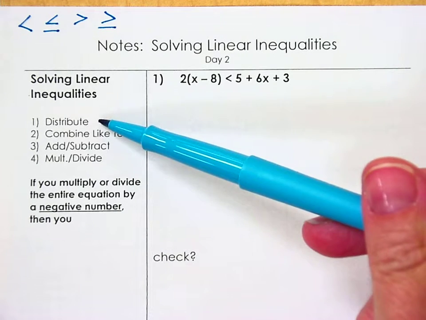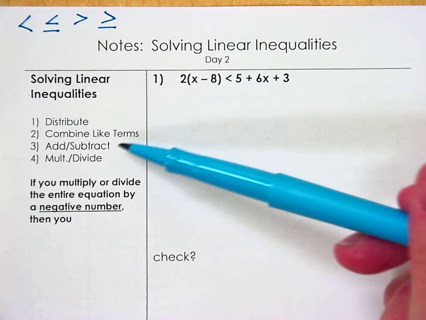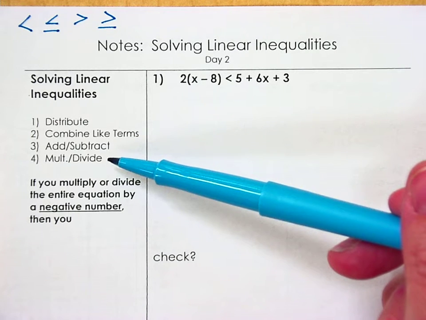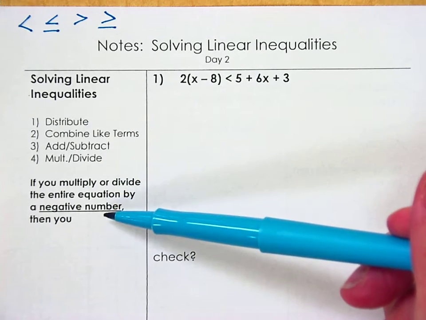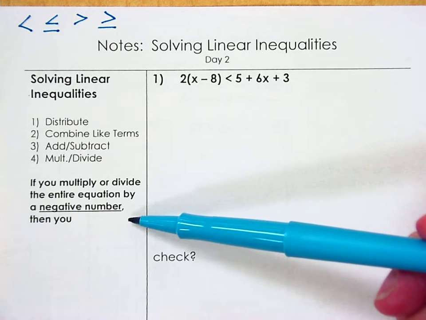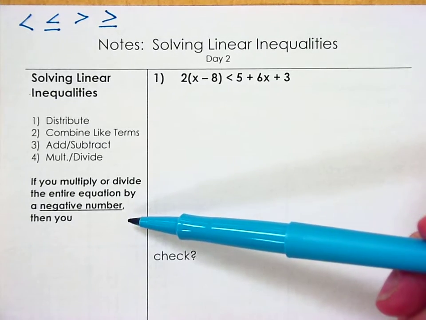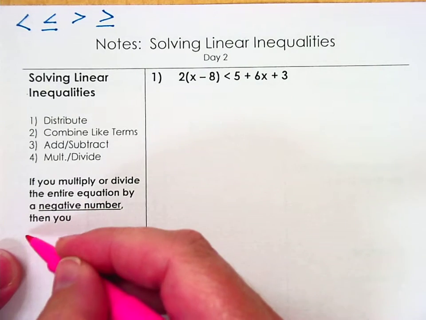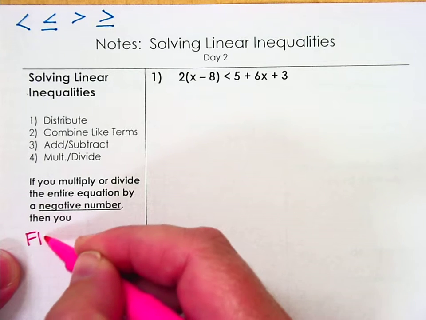We're first going to look at distribute, then combine like terms, add and subtract, and then multiply and divide. The difference, though, is when it comes to the point at which we need to multiply or divide the entire inequality by a negative number. If that happens, then you will need to flip the arrow, the inequality sign.